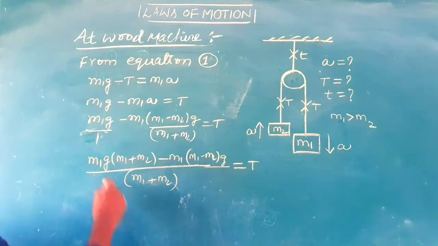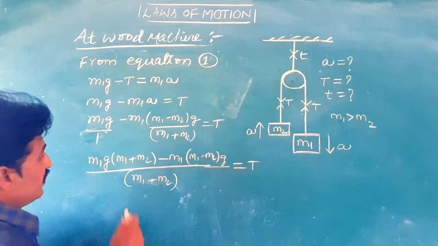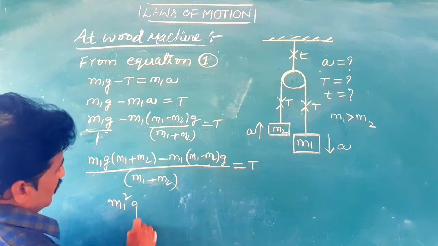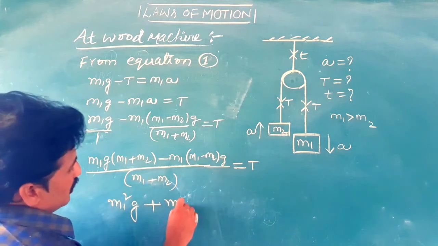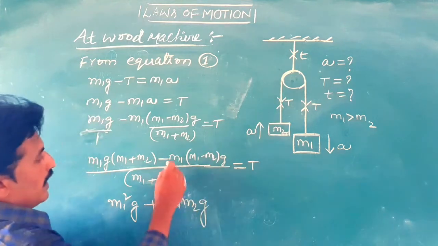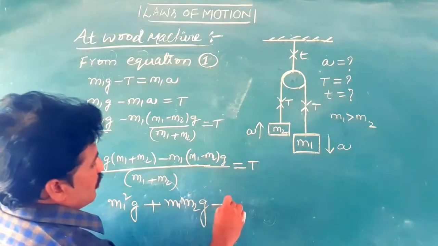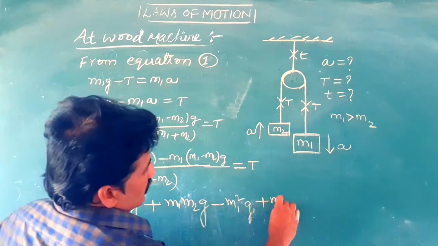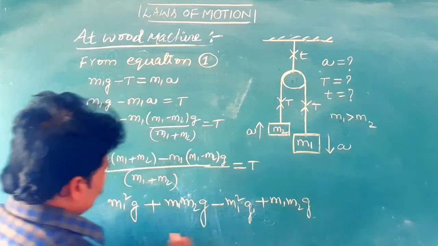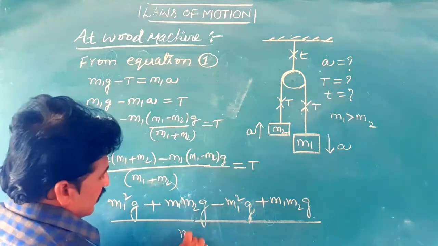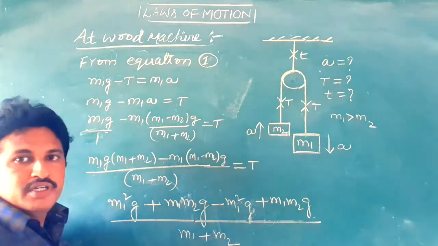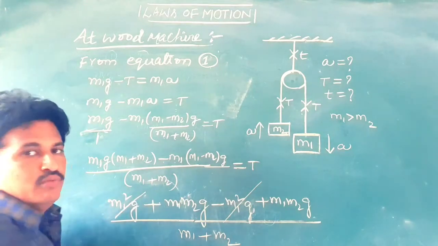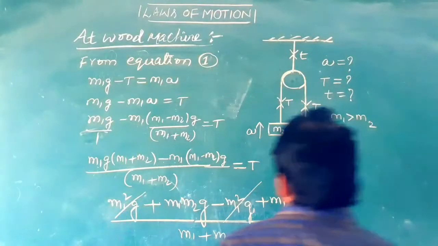Simplifying these students, see here: m1 square into g, and here m1 m2 into g, and here also minus m1 into m1 square g, minus of minus plus m1 m2 g, whole divided by m1 plus m2. See, minus m1 square g plus m1 square g, both cancel each other, then we get the result here. Look at the board.